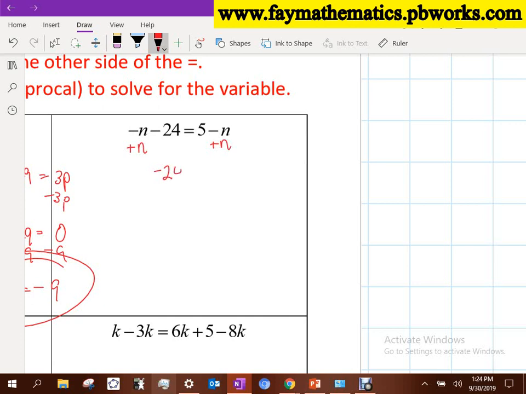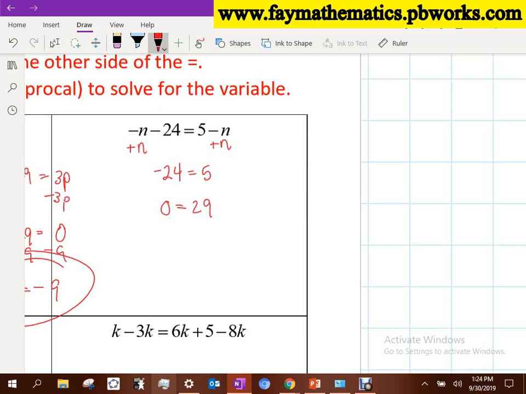So that gives you negative 24 equals 5, right? Negative n plus n, that goes to 0. Those are opposites. Okay, negative 24 equals 5. No variables left over anymore, right? You could do this. It doesn't matter. At either stage, you can answer this. But could I add 24 to both sides and get 0 equals 29?